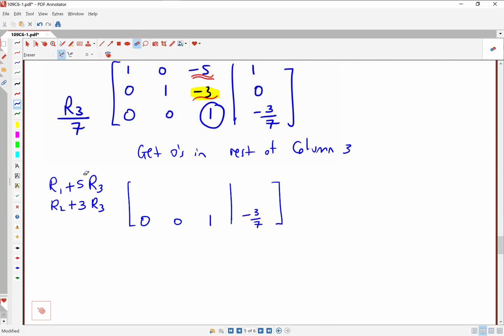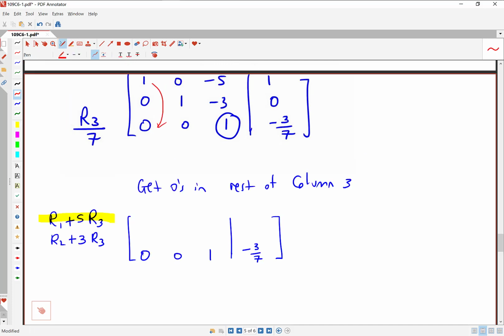So let's figure out our numbers just by looking back at our previous matrix. We'll do this one first. Row 1 plus 5 row 3. So we'll go 1 plus 0 is 1. 0 plus 0, 0. And then -5 plus 5 is 0. Okay, over on the right side, we get into a little bit of tricky algebra, so I'm going to do some scribbling on the side here. So what we're supposed to do is 1 plus 5 times whatever is in row 3.